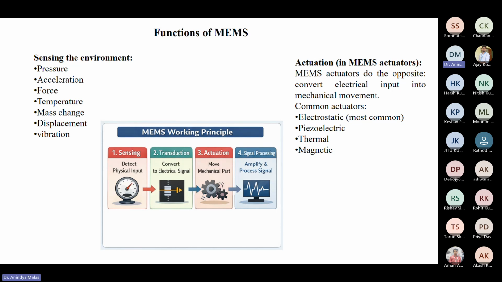Suppose you convert an electrical signal to mechanical movement. You give some voltage and a mechanical system will oscillate. So you can actuate any system by using a MEMS actuator. In both cases it can be used. The most common types of MEMS actuator are electrostatic, piezoelectric, thermal, and magnetic. We do not discuss those types in detail.